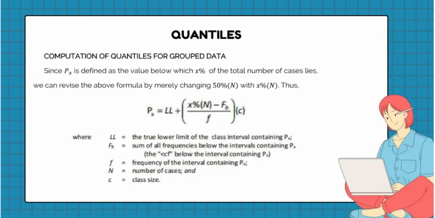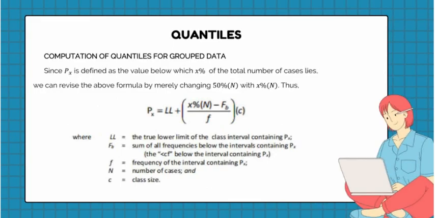where your LL here is the true lower limit of the class interval containing p sub x, and then your f sub b is equal to the sum of all frequencies below the interval containing p sub x, wherein you are going to look at the less than CF below the interval containing p sub x, and then f is equal to the frequency of the interval containing p sub x, and n is equal to the number of cases, and c is equal to the class size.